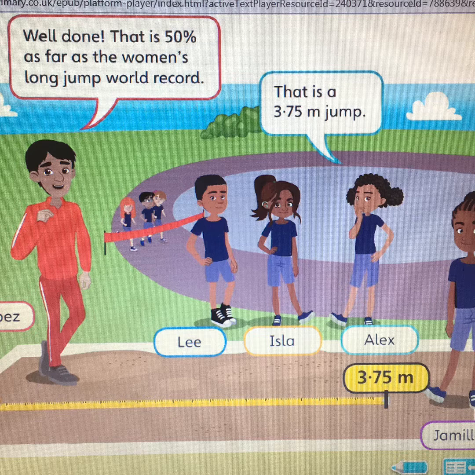So, our Discover problem today is at a long jump track. You can see the long jump in the foreground. I've got a running track in the back, so it's a little bit of athletics. And Mr. Lopez, the teacher, is saying, well done. That is 50% as far as the women's long jump world record. And Jamila has jumped 3.75 metres. Okay, and we need to try and work out how far is the women's world record for long jump. So if Jamila's jumped 3.75 metres and that's 50% as far as the record, what is the record?